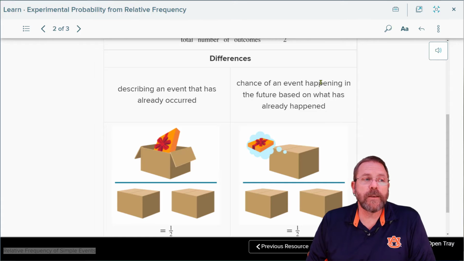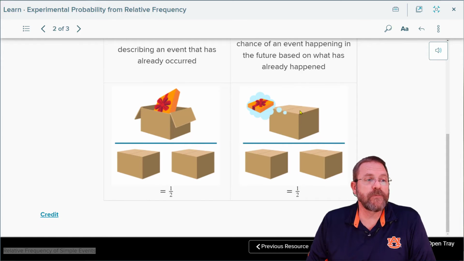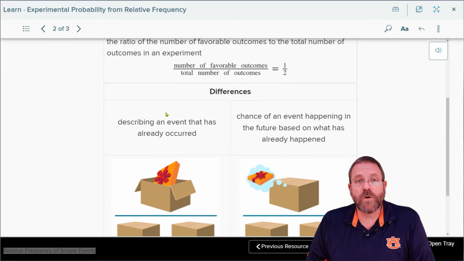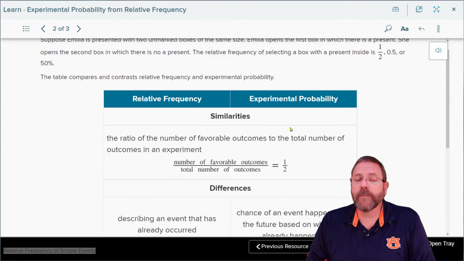We're thinking that's what's going to happen in the future. We can't prove it, but based off of the past events, we're going to have the same thing happen in the future. The relative frequency is what occurred. It's a known value. Experimental frequency, we're hoping it's going to happen that way again, but it's not a guaranteed thing.